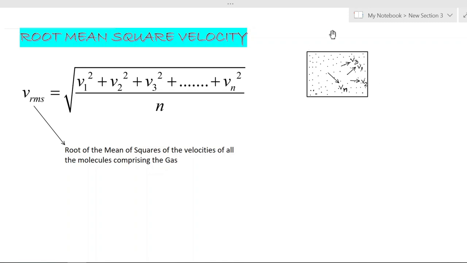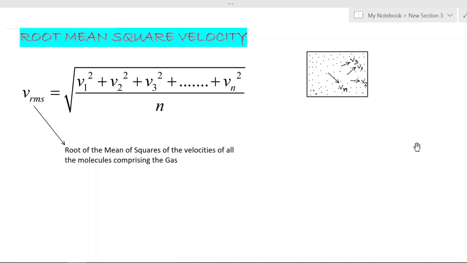So the velocities of the n molecules enclosed within the container are V1, V2, V3 and so on up to Vn. If the velocity of the first one is V1, that of the second one is V2, and that of the third one is V3, and in this way the molecules are moving at random with different velocities in different directions, right? And the velocity of the nth molecule is Vn.